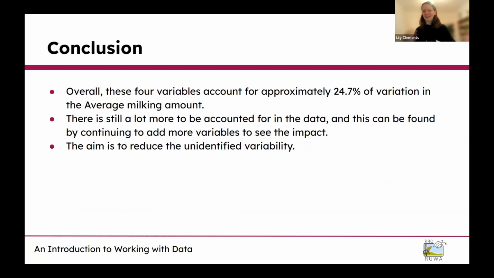There's a lot more questions in the quizzes section, which are also on interpreting. So we really recommend you give them a go to really help in your understanding and to look at the other slides under resources on this. But overall, we've got these 4 variables and they account for nearly 25% of variation in the average milking amount. There's still a lot more to be accounted for in the data, and this can be found by continuing to add more variables to see the impact. The aim is to reduce that unidentified variability.